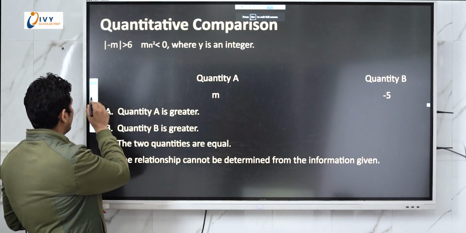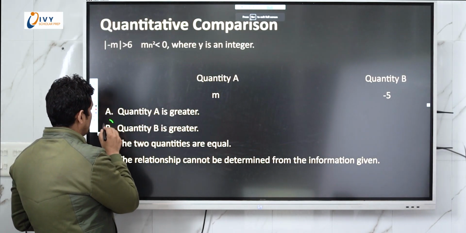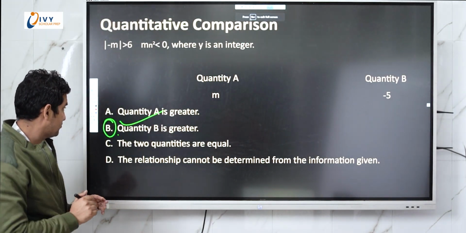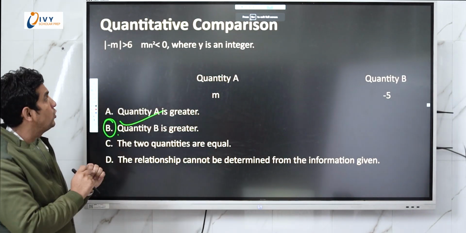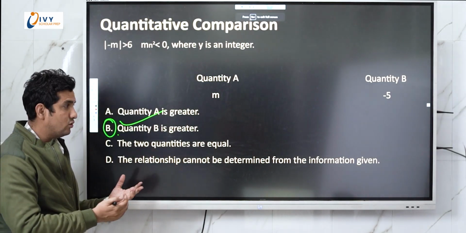So in the exam, when I have this problem, I'll put a tick mark on the B option. That's it, right? I hope you understood how to go about these problems, and we'll be discussing more of such problems in the coming videos.